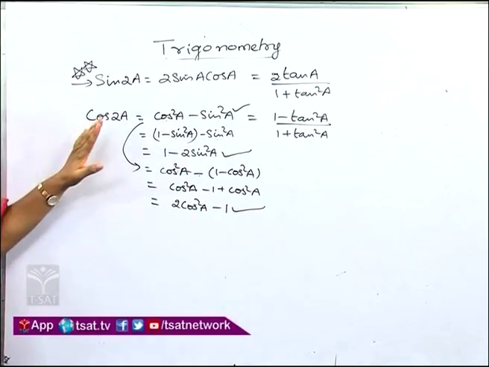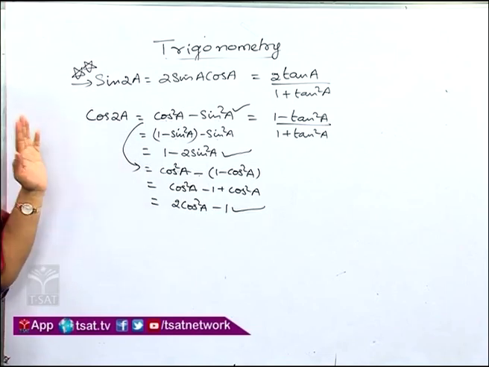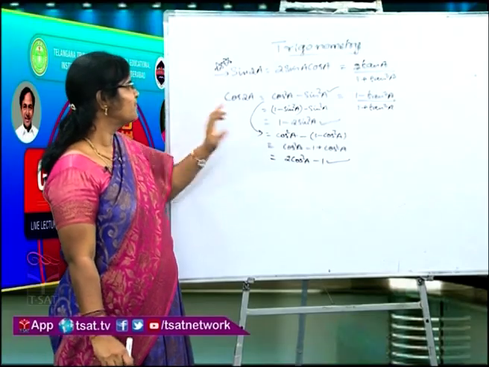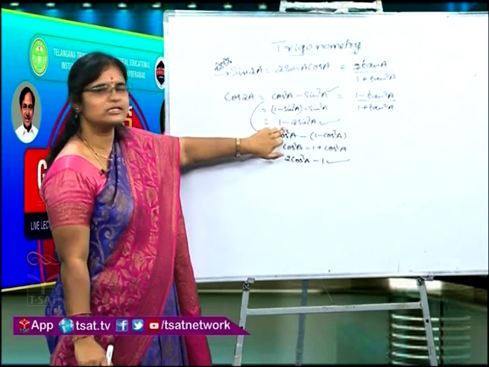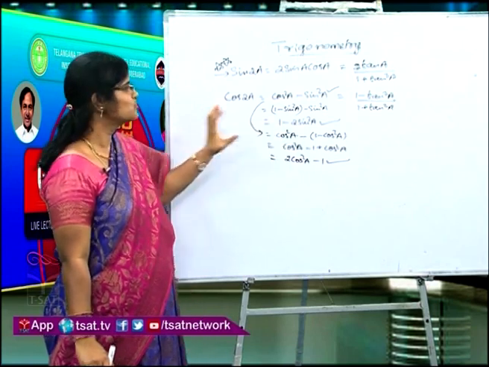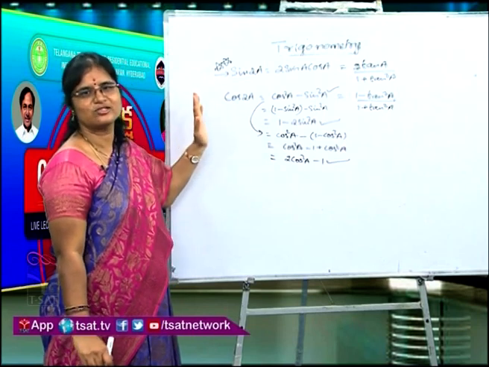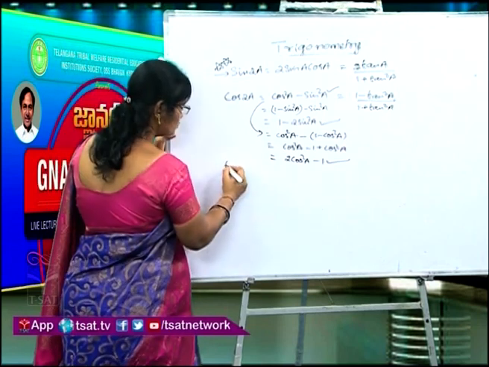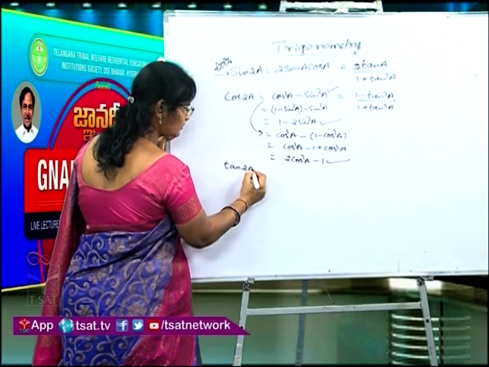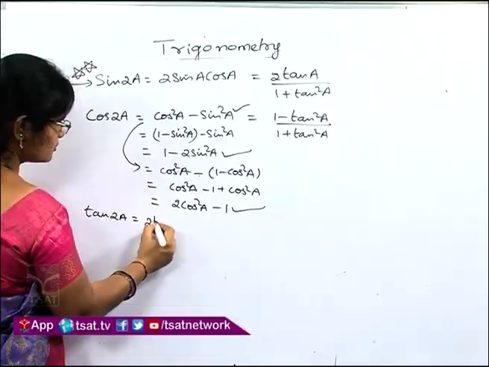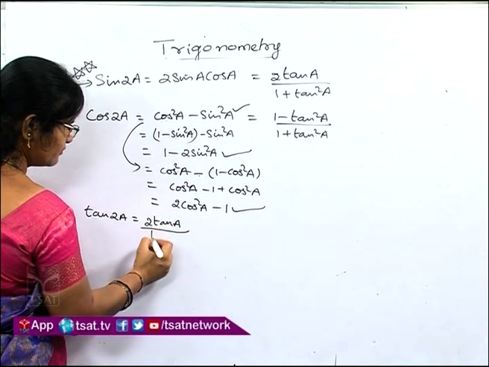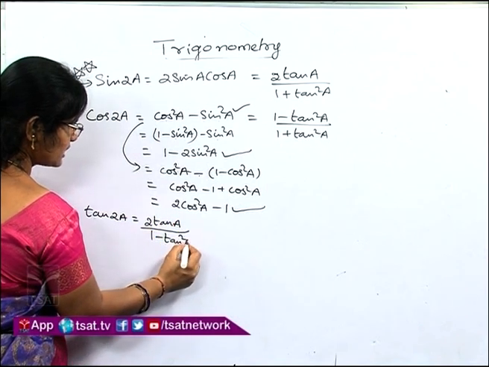This will be useful in your long answers transformations, children. Whenever we want in terms of cos, use this formula. Whenever we want in terms of sin, use this formula. So, very important, these two formulas, children. And from this we know tan 2a. Tan 2a is nothing but sin by cos. So, we will get as 2 tan a by 1 minus tan square a.